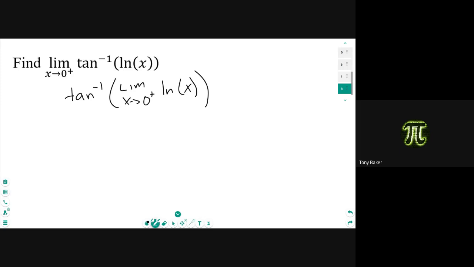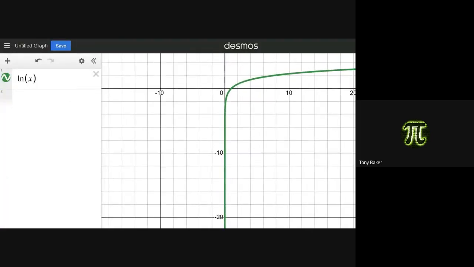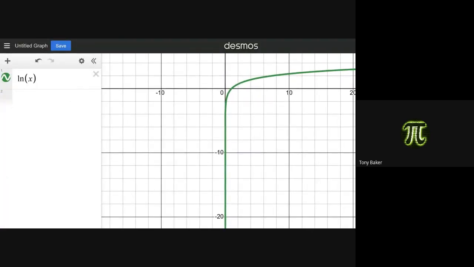All right, so what's happening to ln of x as we're getting closer and closer to 0? Again, the nice thing is if you can't remember, you could always graph. Okay? What happens as you're getting closer and closer to 0? Anybody know off the top of their head? It goes to infinity or negative infinity.